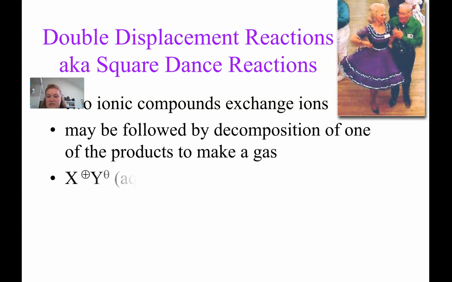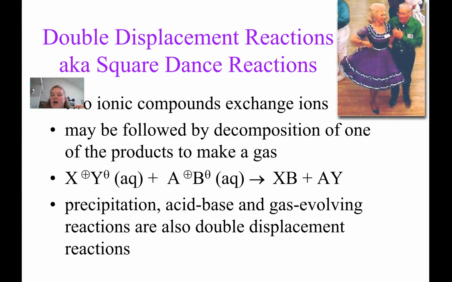And then the last type is actually the one we've been doing the majority of this lecture so far. So these are called double displacement reactions. I like to call them square dancing reactions because they're switching partners. So this is when we have 2 ionic compounds that are exchanging ions. And so this is what we did with precipitation and acid-base and gas evolution. We took those reactants, broke them into their ions, and then swapped their partners. That is a double displacement reaction. And that is it for this chapter. Thank you very much.